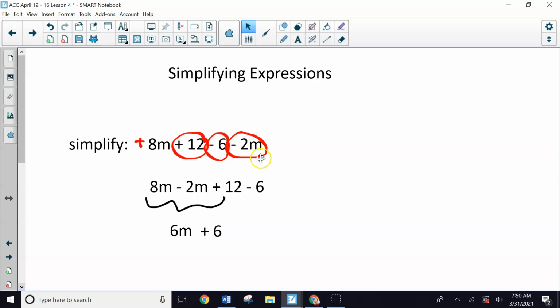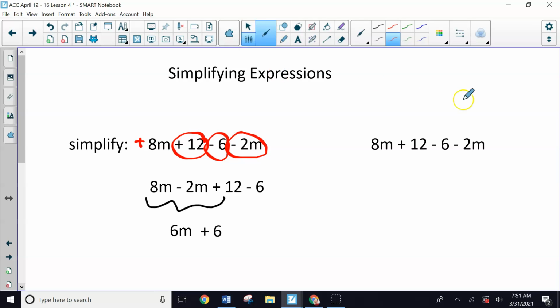Now you might have been thinking, I thought the commutative property only works for addition. So how can you move this around when it's a subtraction problem? I want us to look at this a different way. Let's do this a little bit differently. Change our subtraction symbols into addition. Let's rewrite this so that there's no subtraction. It's all addition.